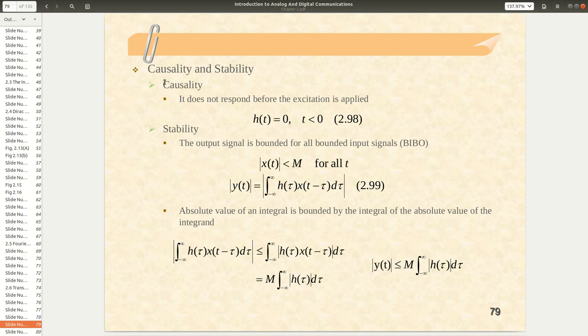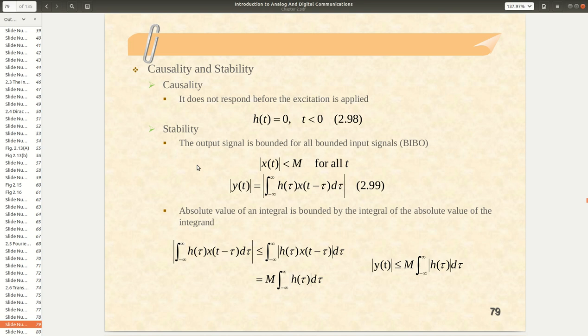Causality means that there is no response before the excitation is applied. So if t is less than zero, h of t is zero. There is nothing. It doesn't depend on the past.